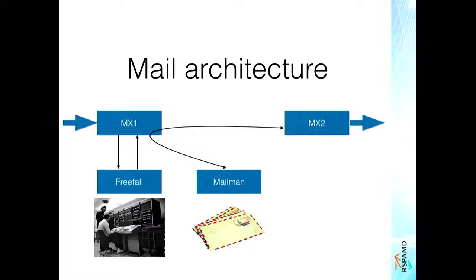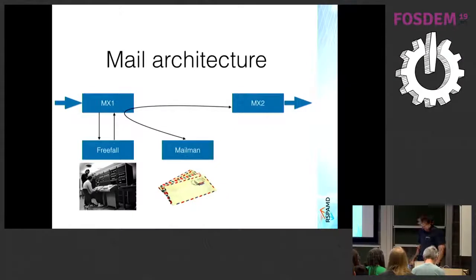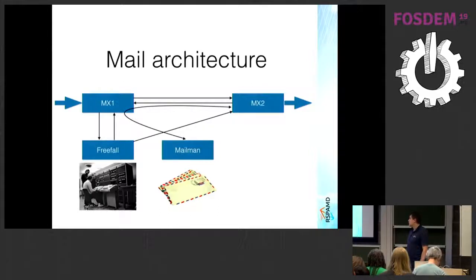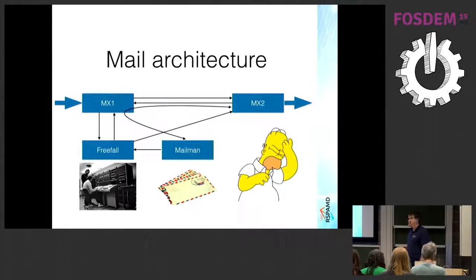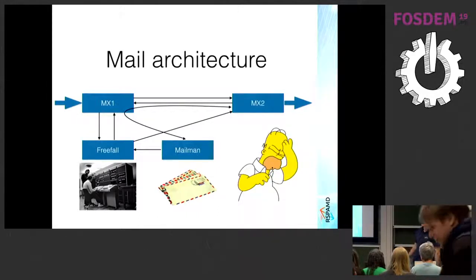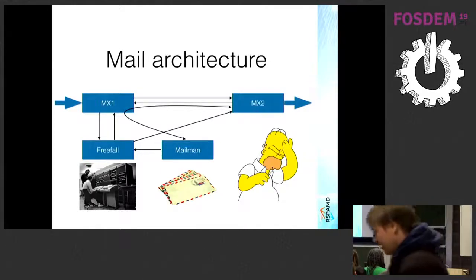For outbound. Yes. Spam as well. Then MX1 operates with MX2. MX2 can send back delivery state notifications via MX1. Freefall can send email via MX2. Mailman can send emails to Freefall for local users. And that was my opinion about all this system.